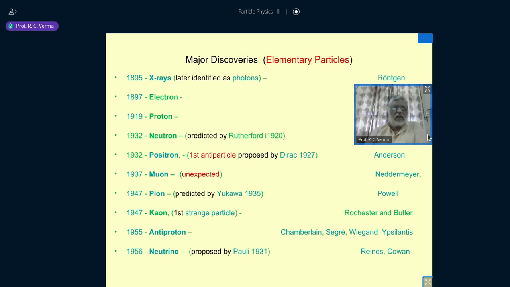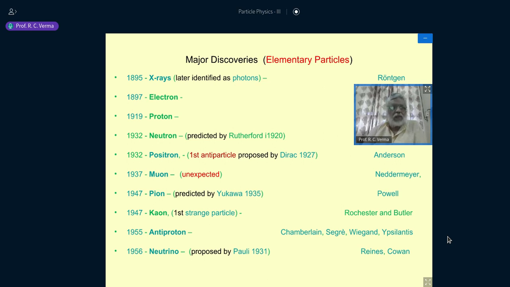Then in 1937, suddenly the muon was observed. Nobody expected it. Nobody really required it. Even now, it is a little bit puzzling. Why should we have the muon? It is a heavy brother of the electron. Its behavior is very much the same as the electron, but its mass is large, and of course, it is unstable, and it decays to the electron through weak decays. In fact, there's an interesting anecdote associated with it.